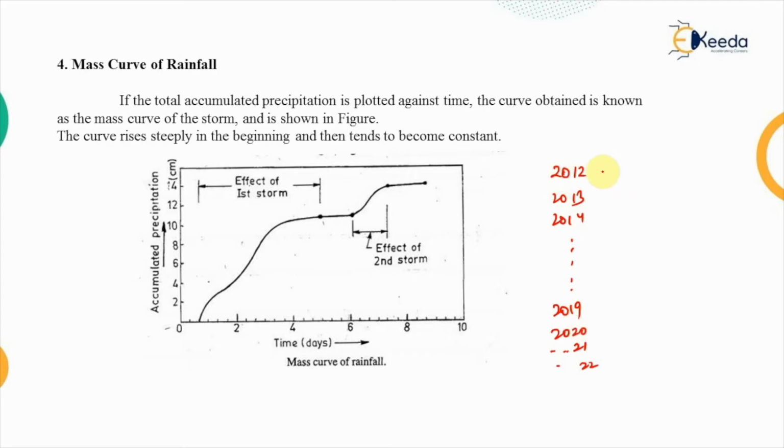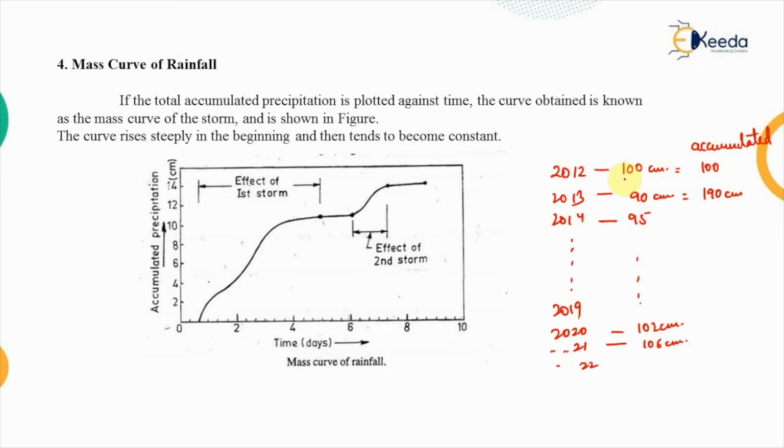Now in 2012, let's say the precipitation that has occurred in that particular year is 100 centimeter. Then for the next year it is 90 centimeter, then 95. In that way we are moving ahead, and the data for the latest year is 102 centimeters, and let's say this is 106 centimeters. So for the first year, the rainfall that has occurred is 100 centimeter. For the next 2 years the data will be 190 centimeter. That is the accumulated value.